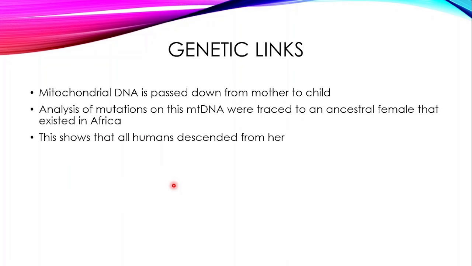Okay. And then genetic links. Mitochondrial DNA is passed down from mother to child. So analysis of the mutations on the mitochondrial DNA were traced to an ancestral female that existed in Africa, and it shows that all humans descended from her. Why we can trace mitochondrial DNA is because during fertilization, only the nucleus of the sperm cell enters the ovum. So no other organelle is entering the ovum. So the mitochondrial DNA is only from the ovum, so it's only from the mother. And that is why we can trace the maternal lineage.